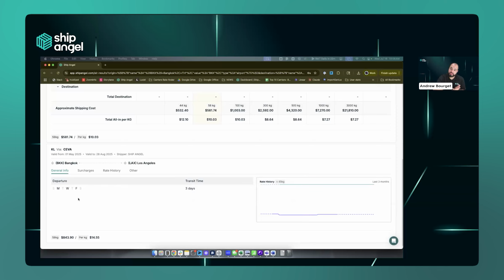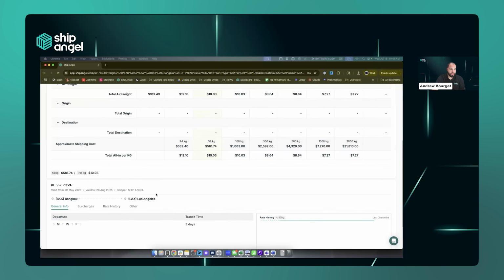What's useful about the system is it's always going to give you the search results for the lowest cost first. And so as you scroll down, you're always going to see a little bit higher and a little bit higher cost.